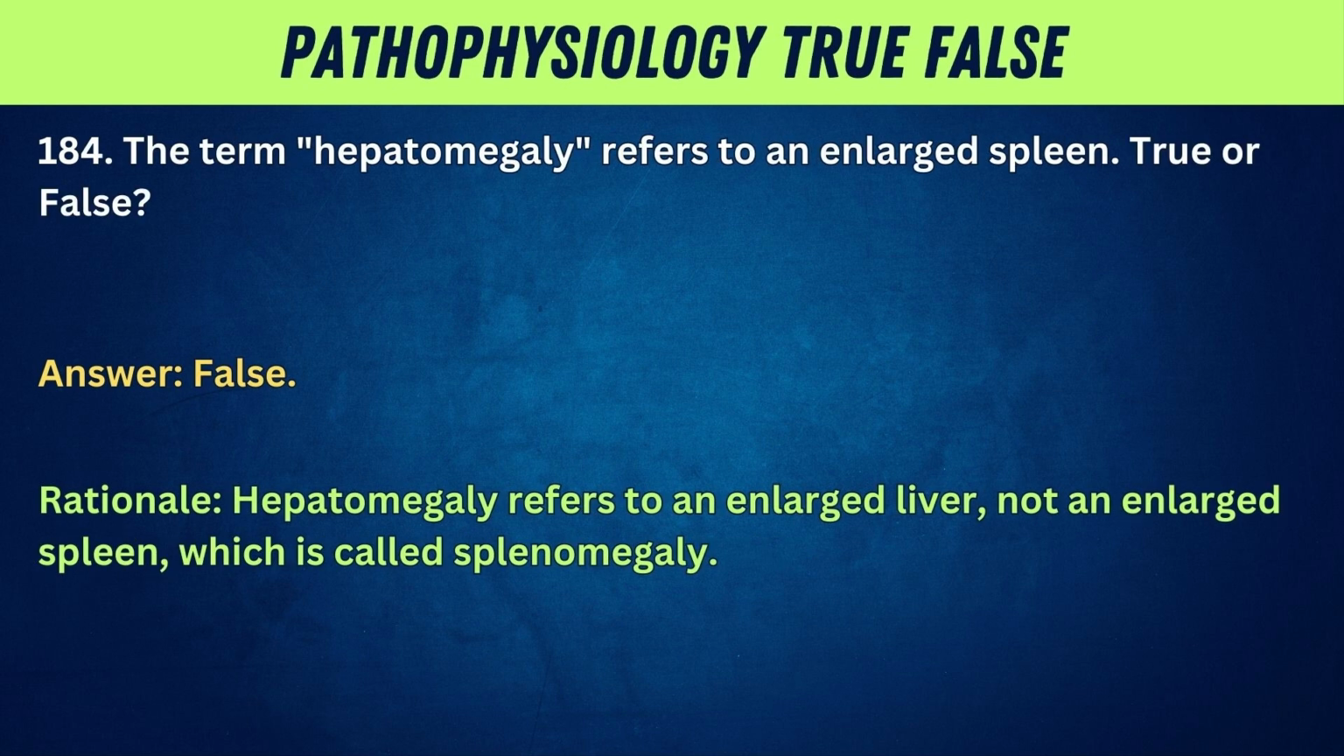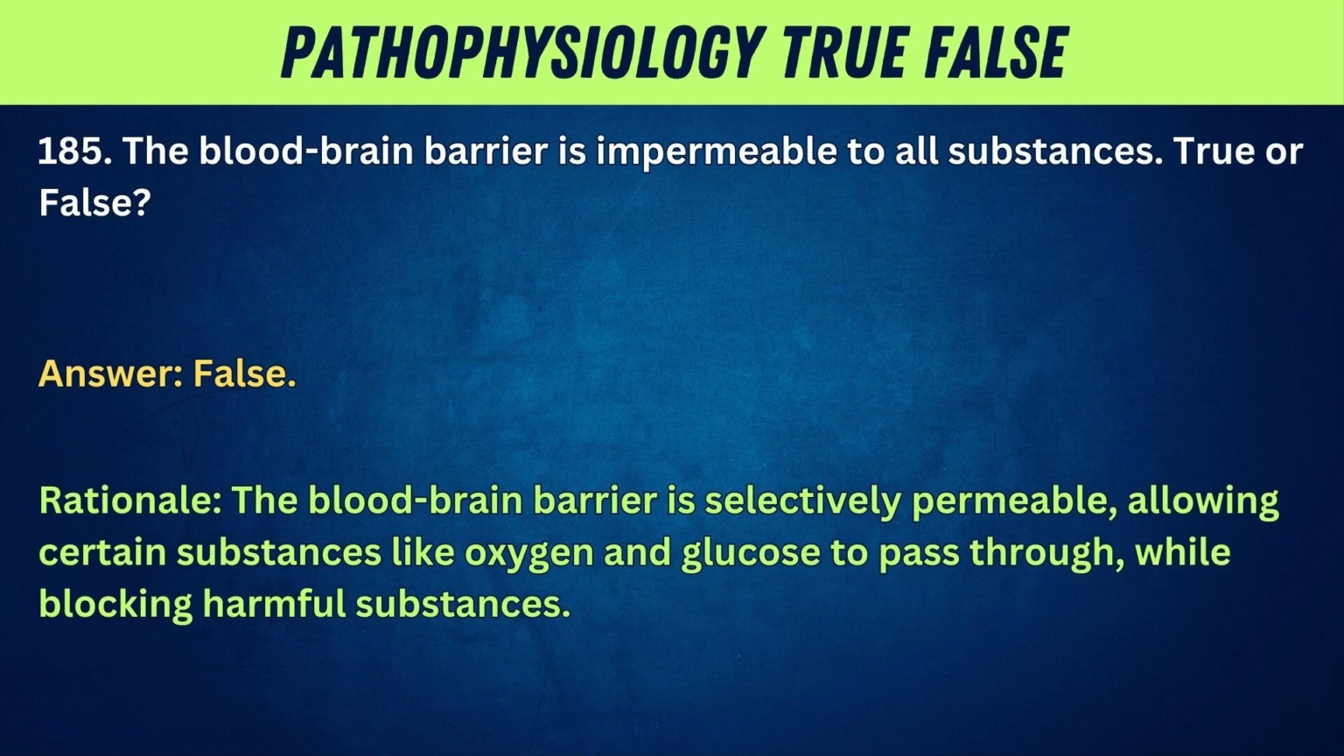184. The term hepatomegaly refers to an enlarged spleen. True or false? Answer: false. Rationale: hepatomegaly refers to an enlarged liver, not an enlarged spleen, which is called splenomegaly. 185. The blood-brain barrier is impermeable to all substances. True or false? Answer: false.